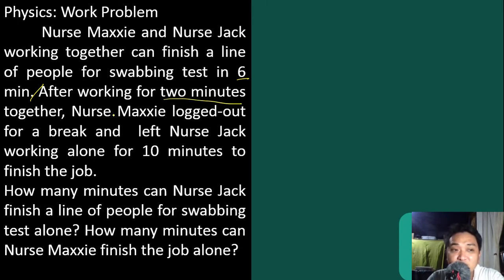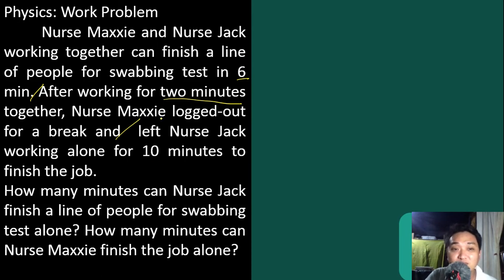Magkasama silang nagtatrabaho for 2 minutes. Maya-maya, si Nurse Maxi daw nag-log out. Nag-break muna siya. Tapos, iniwan niya si Nurse Jack na swab test, at natapos niya yon, yung array or that line of people para sa swabbing test. Natapos niya yon within 10 minutes.